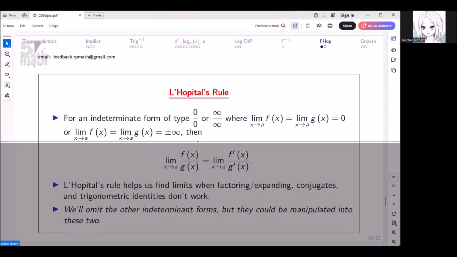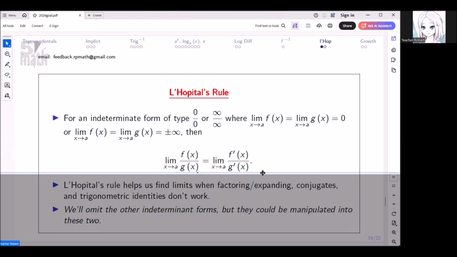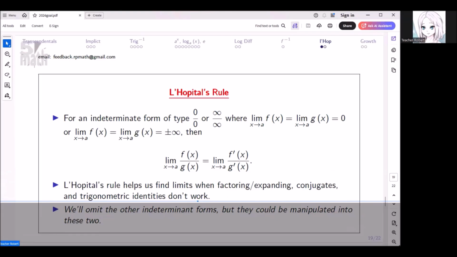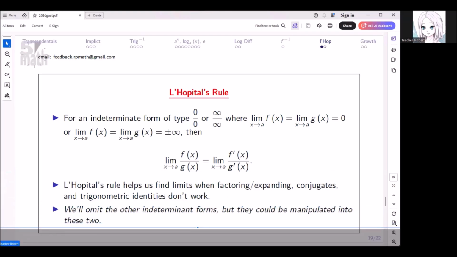L'Hopital's rule. For an indeterminate form of type 0 over 0 or infinity over infinity, where these limits equal 0, or these limits equal positive or minus infinity, then we have the following. L'Hopital's rule helps us find limits when factoring, expanding, conjugates, and trigonometric identities don't work. We'll omit the other indeterminate forms, but they could be manipulated into these too.